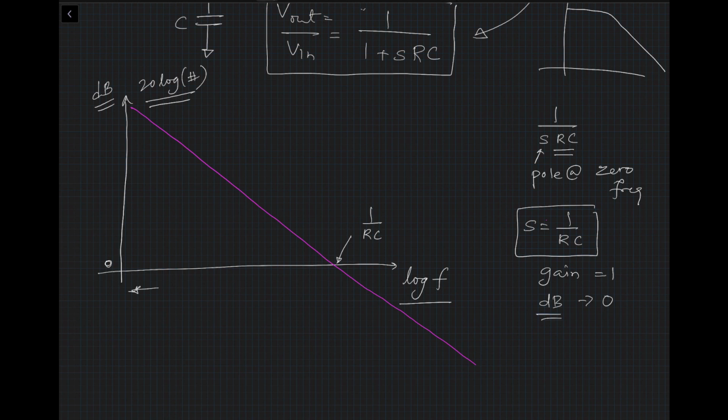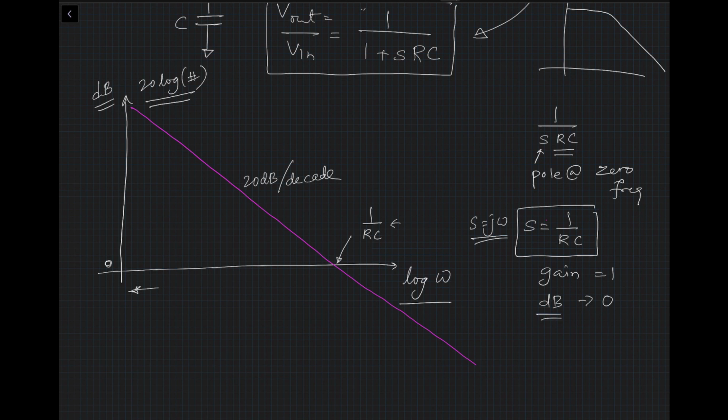Let's modify this slightly, and instead of f, we will call it log of omega. Otherwise we have to put 1 over 2 pi over here. S equal to j omega, right? That you know. All right, so this is the Bode plot or gain plot of the ideal integrator. It just looks like a straight line, and the slope is 20 dB per decade.